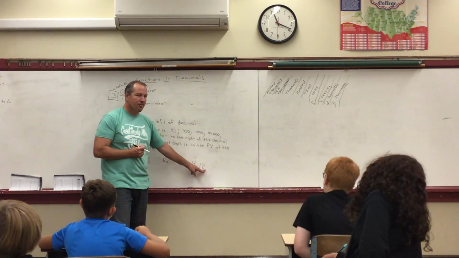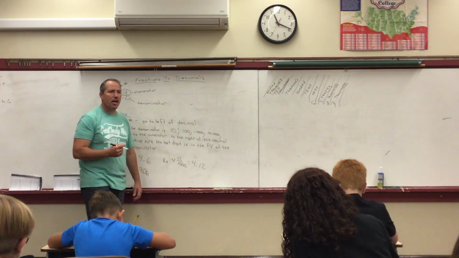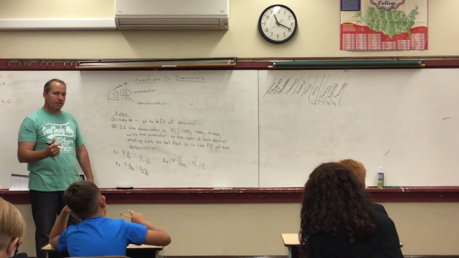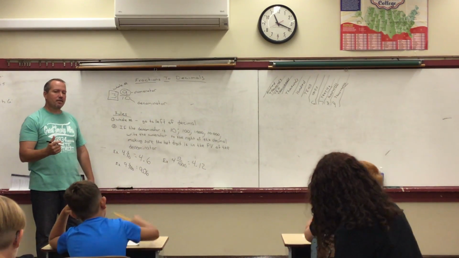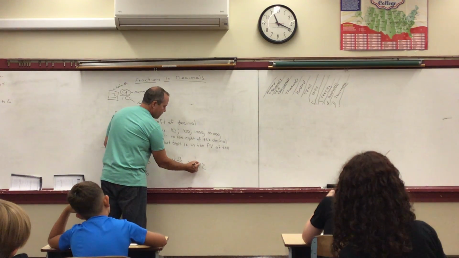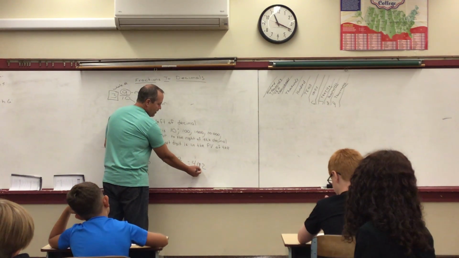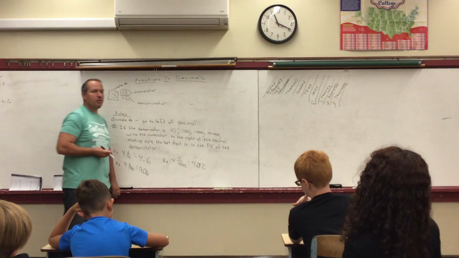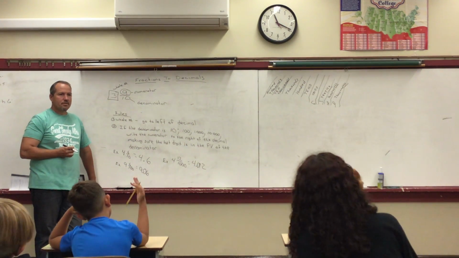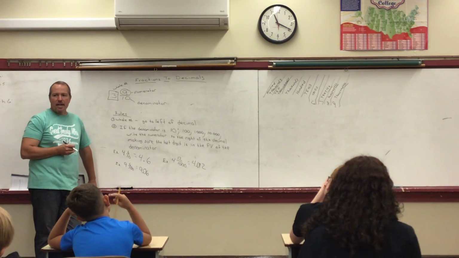Is our 2 in the 1,000th place? No. So we need to add a 0. Where does the 0 go? Right, Fabian? Between the decimal and the 1. So now we have 10, 100, 1,000. The 2 is in the 1,000th place. Okay? Questions about that?